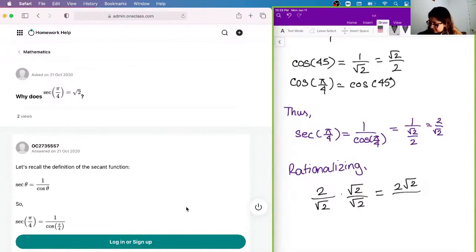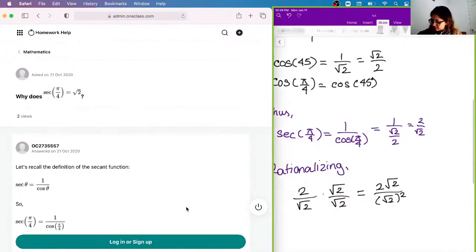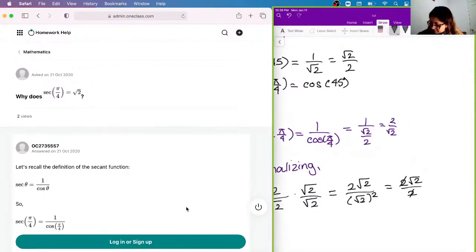And if you have the same square root multiplying each other, you basically have a square. And since the square and the square root are inverses of each other, they cancel out. And so you basically have 2 square root of 2 over 2. So you know that your 2's will cancel out here, and you're left with square root of 2.